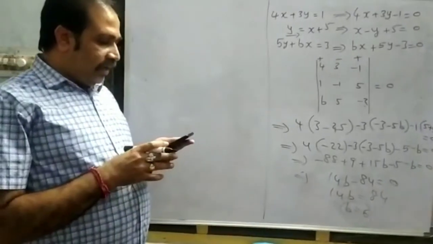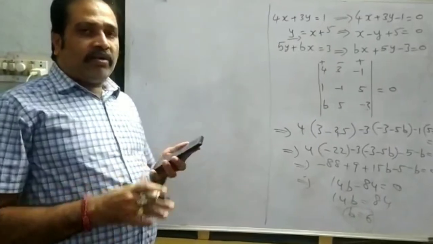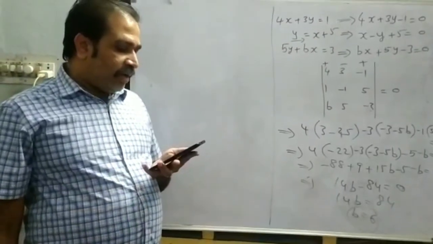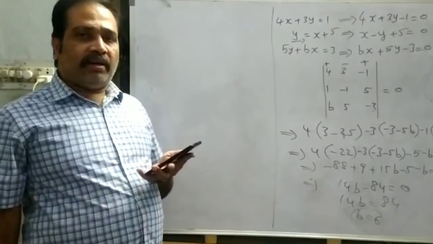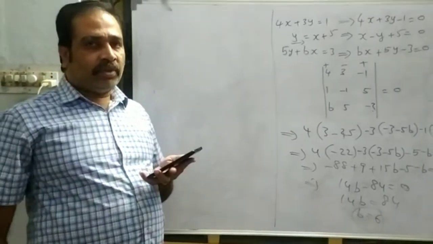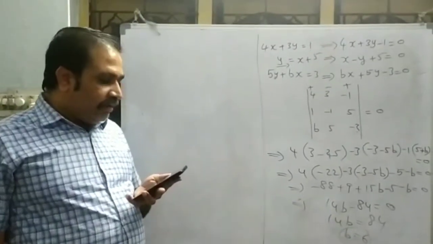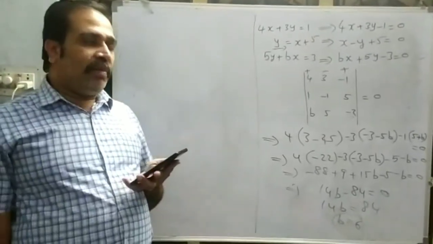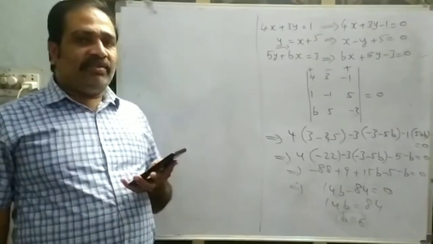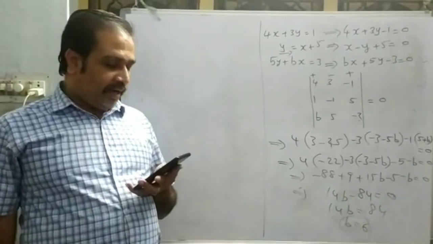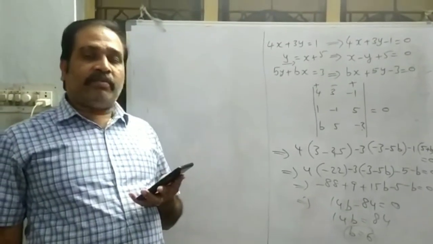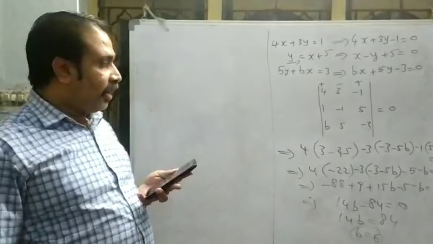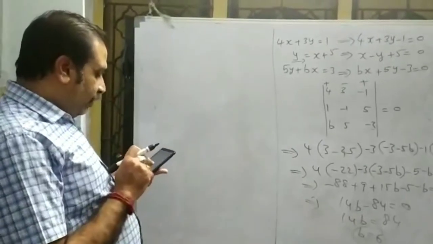Next sum. Two lines are given. We can find out the distance between them. Here the given 2 lines are parallel lines. So we can find out the distance between two parallel lines. What is that formula here? Mod of C1 minus C2 by under the root of a square plus b square. Okay, right. Now let us see the next sum.